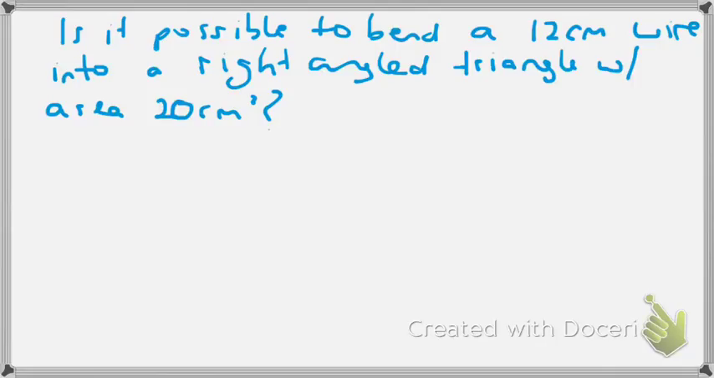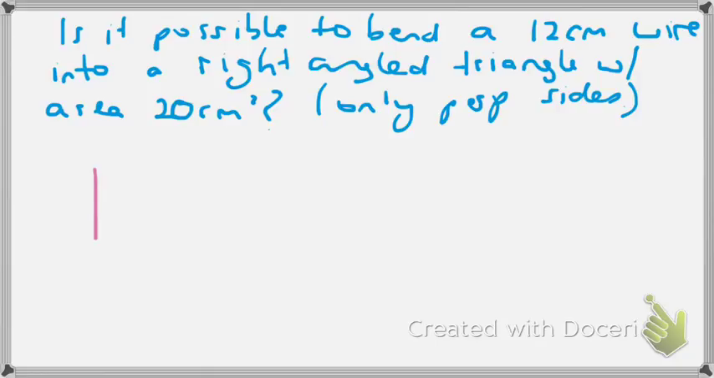Okay, so this question wants to know if it's possible to bend 12 centimeters of wire into a right angle triangle of area 20 centimeters squared, and in fact I only want the perpendicular sides. Okay, so what that means, I'm going to have to find a better way to write out these worded questions, because that's unwieldy at best.